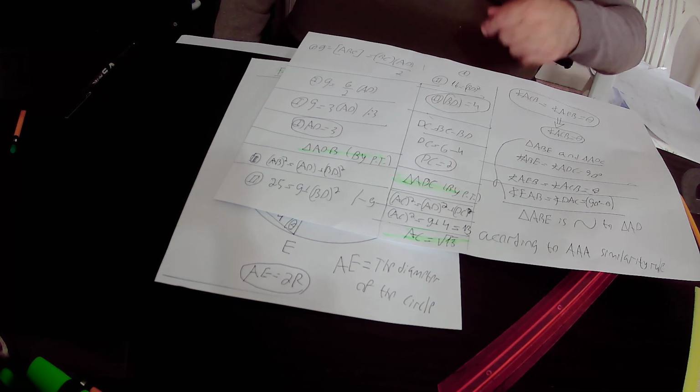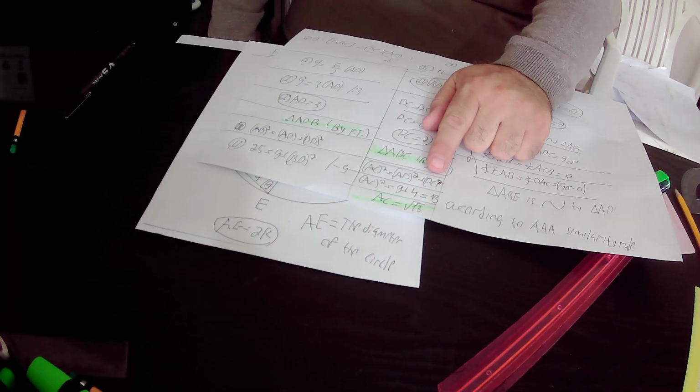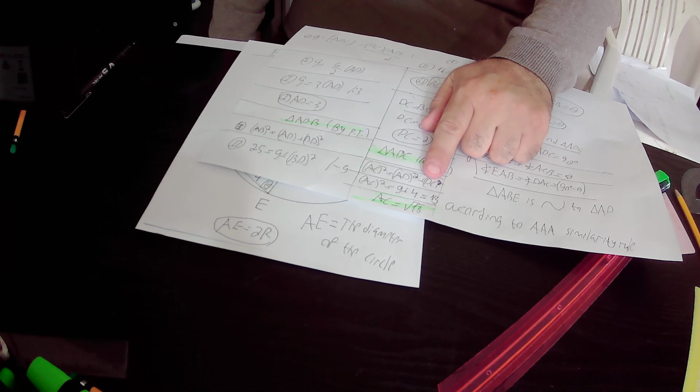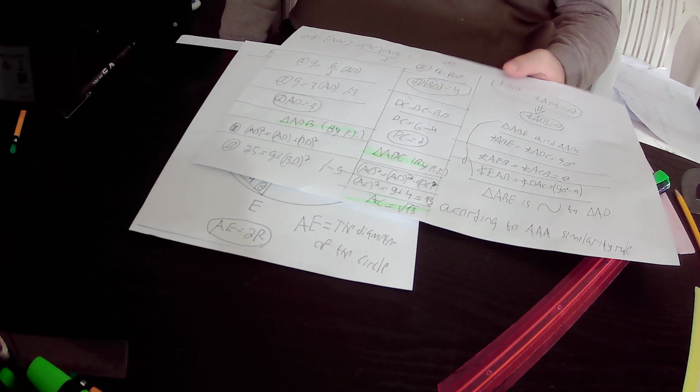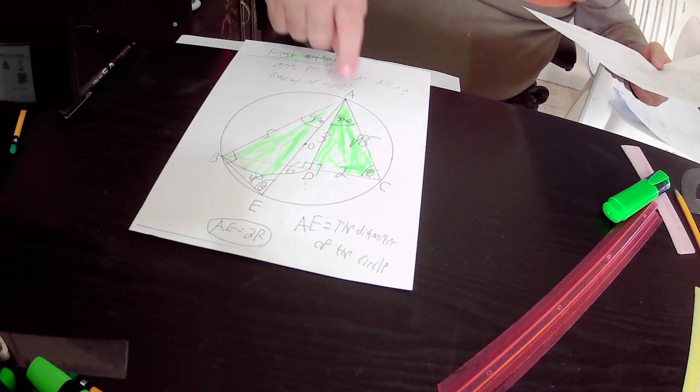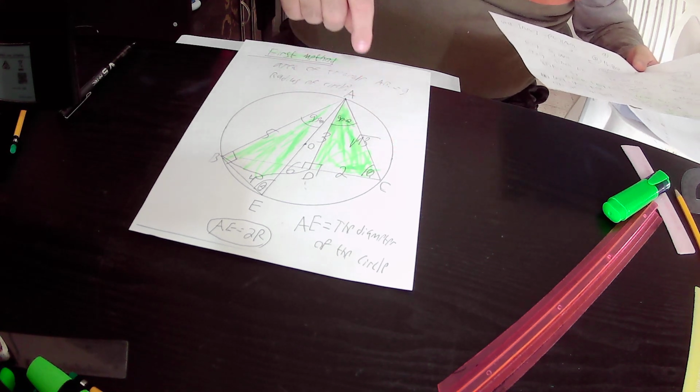We took 9 plus 4, that is 13. So AC squared equals 13 units. From this equation we found that AC equals the square root of 13 units. Here AC equals the square root of 13 units.